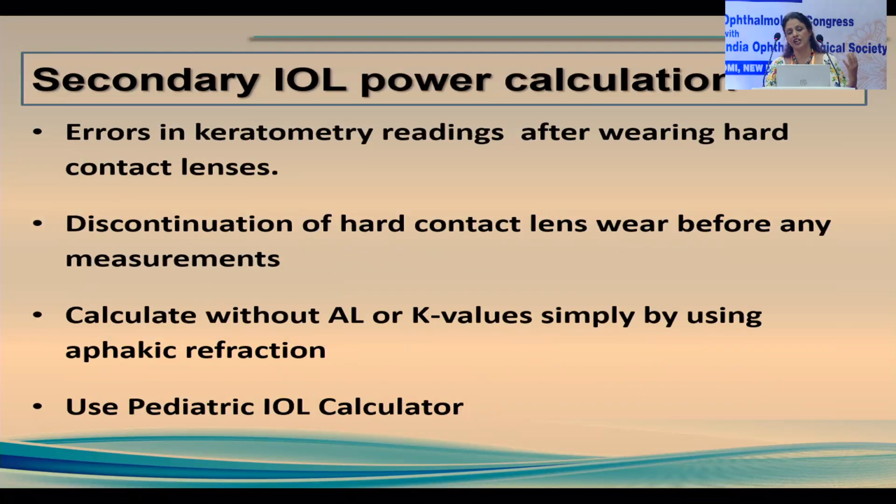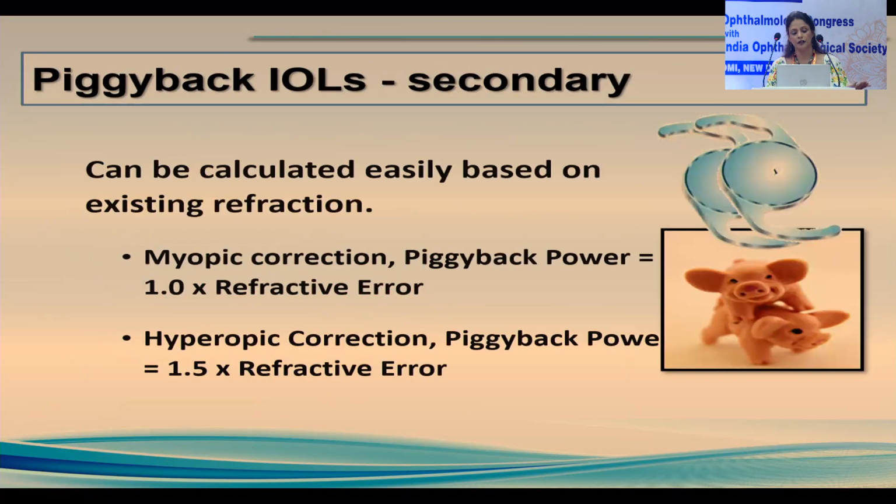Especially in these cases, if the child has been on soft contact lenses or hard contact lenses for a long time because of his aphakia, then it is important to remove the contact lenses for a longer duration, at least 2 weeks, before you take the keratometry readings. And you can use these axial length or K values just by using the aphakic refraction also. So there are formulas for that. So I'm just skipping this also.